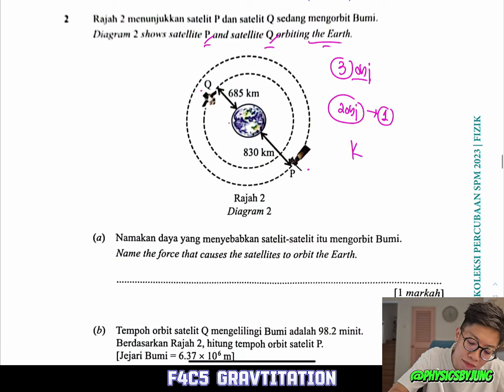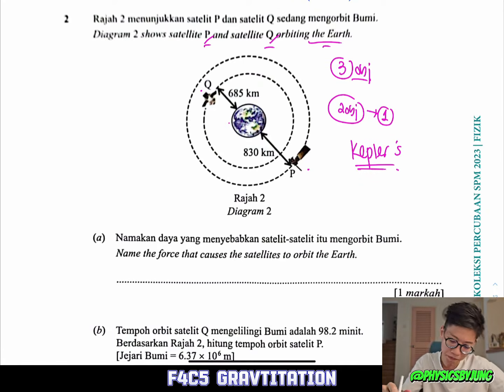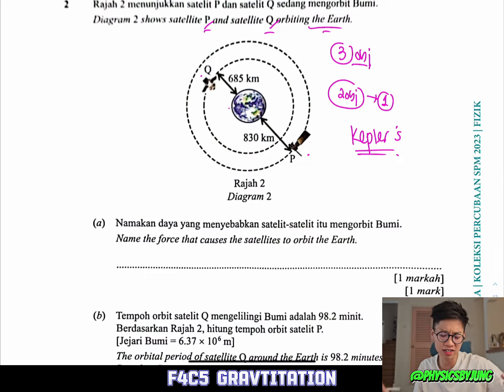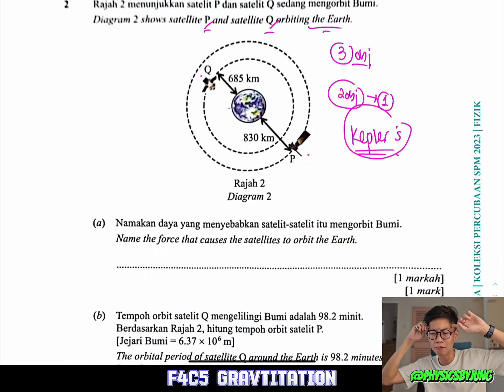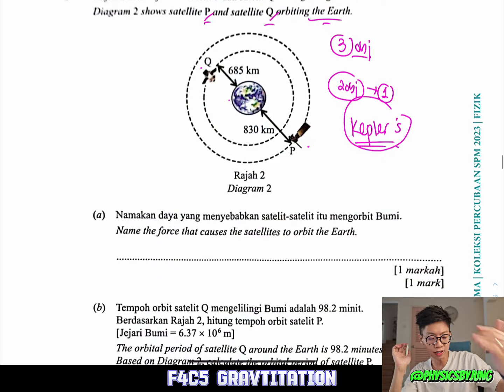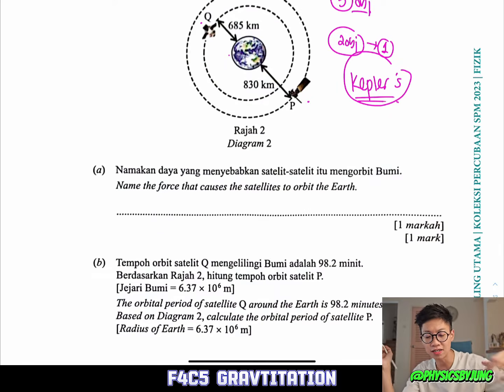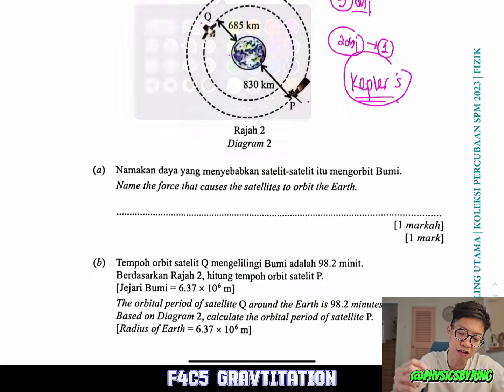When I look at this, immediately I know this is going to be related to Kepler's law. So I just try to imagine Kepler's law, put it in the back of my head first, because this question is going to be related to Kepler's law. So let's look at this question first. Name the force that causes the satellite to orbit the Earth. So what is the force here?